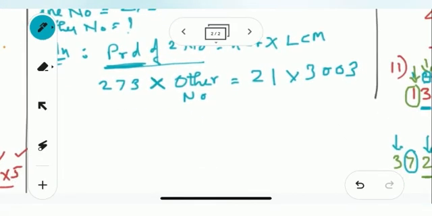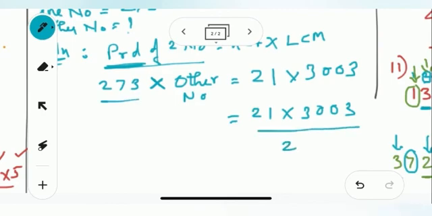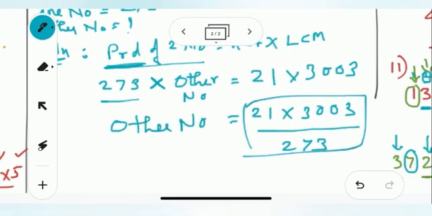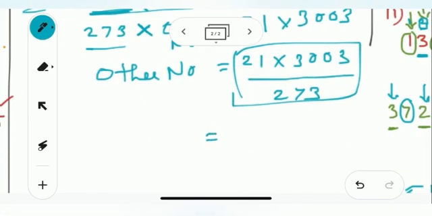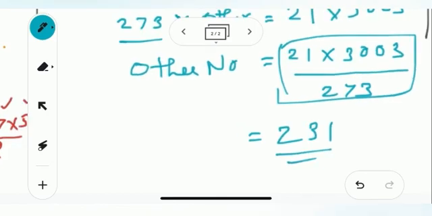So what are we going to do here? First we multiply this 21 into 3003. Now 273 will come at the denominator, so the other number is equal to this. So when you solve this, you get the answer as 231. So 231 is the other number. Okay, so this way you will be solving the problems based on the relationship between HCF and LCM.